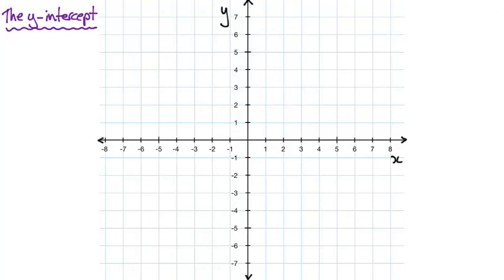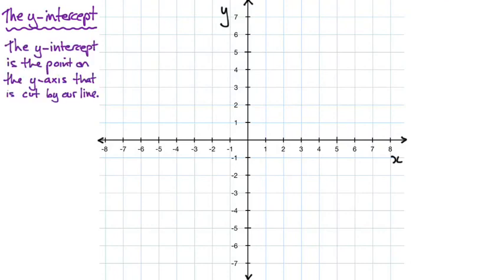So in this lesson we're going to be learning about the y-intercept and gradient, what they are and what they mean. So the y-intercept is the point on the y-axis that is cut by our line. Now we have two axes. We have the y-axis, which runs vertically, and the x-axis, which runs horizontally. So at a point on our y-axis where our line cuts that axis, that's what we call the y-intercept.